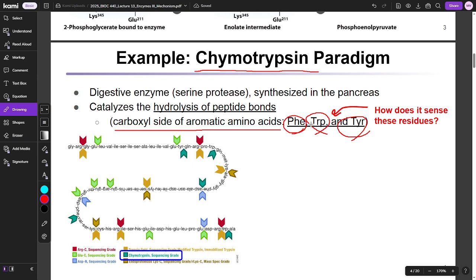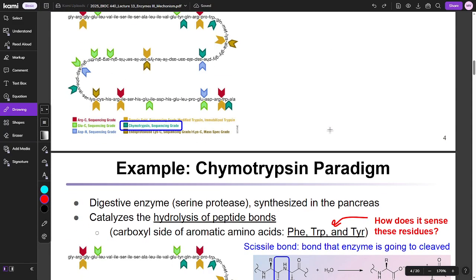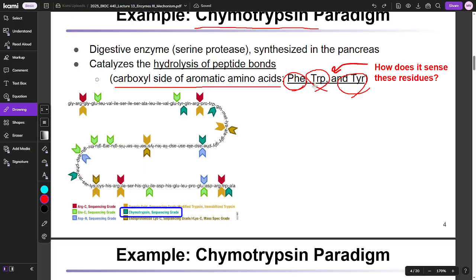I need the enzyme to be specific for these residues. They need to be oriented in such a way that these rings are the only things that can bind. So just a single valine or a single leucine or isoleucine are too small to fit in that pocket. It has to be a big ring like these three.